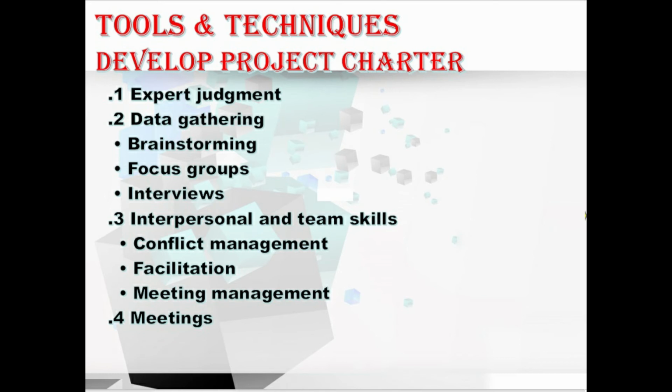We have interpersonal and team skills, which contain conflict management, facilitation, and meeting management. Let me explain these three techniques, first with conflict management. Mainly, conflict management is used to help bring the stakeholders into alignment on the objectives, success criteria, high level requirements, project description, summary milestones, and any other elements of the charter. Hope you understood this conflict management. Let's move to the facilitation. Facilitation is the ability to effectively guide a group event to a successful decision, solution, or conclusion. Okay, hope you understood about it.